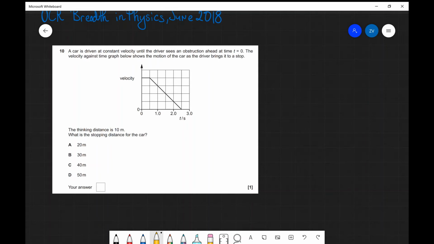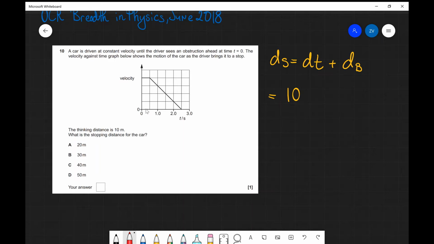Okay, well, the very first thing I'm going to write down here is that my stopping distance is going to be the sum of the thinking distance, which I'm going to call dt, plus the braking distance, which I'm going to call just db. Now I'm given that the thinking distance is 10 meters, so that's represented by this graph over here. Now I notice that there are no units or numbers on the y-axis, but we can actually figure those out.